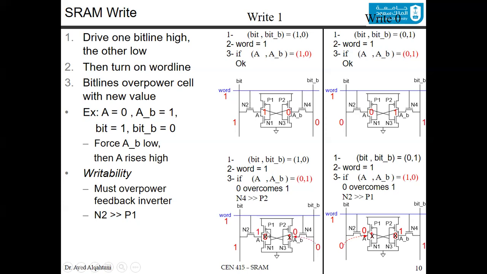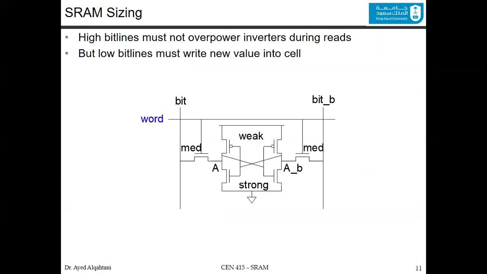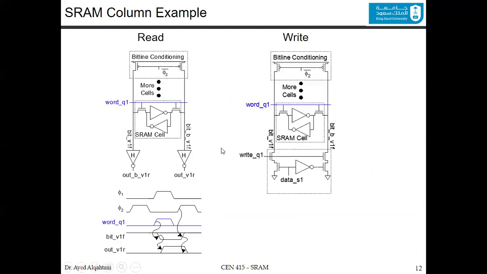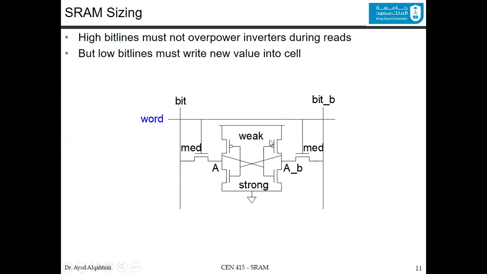So now we have the properties of the read and the write, and we can combine all of them together like this, where we make these 2 transistors very large, and these 2 very large, and we make these 2 medium, and these 2 very small. So large, medium, and small. You can say it as strong, medium, and weak.